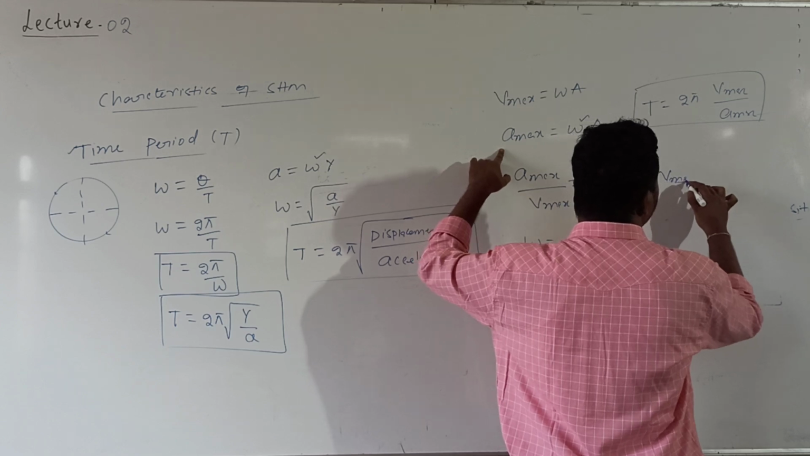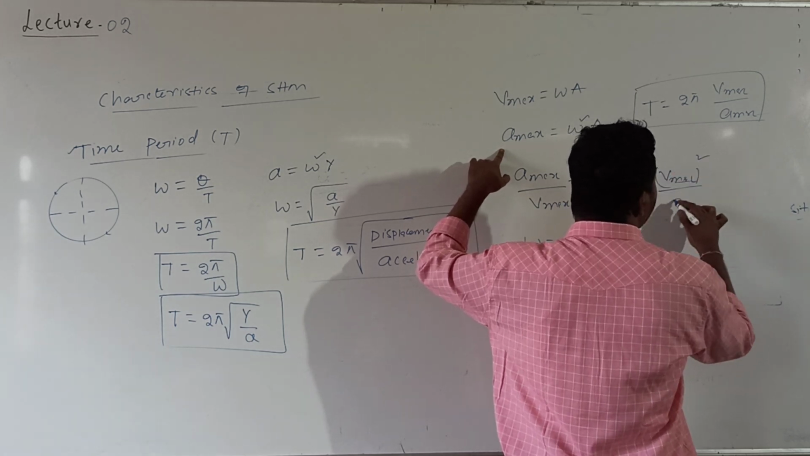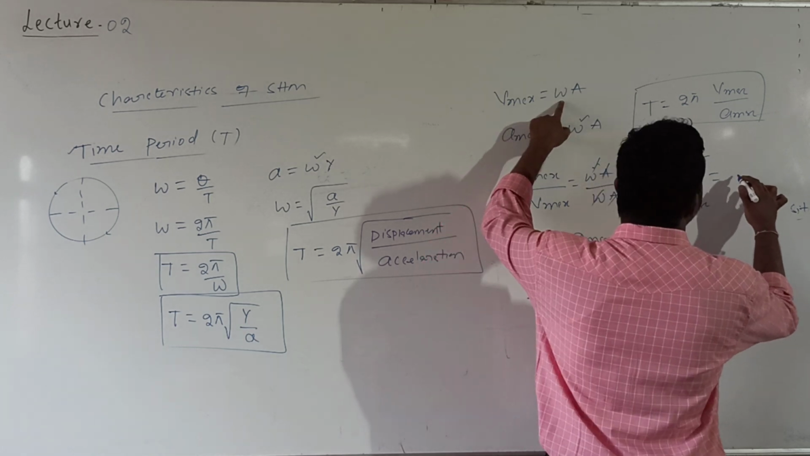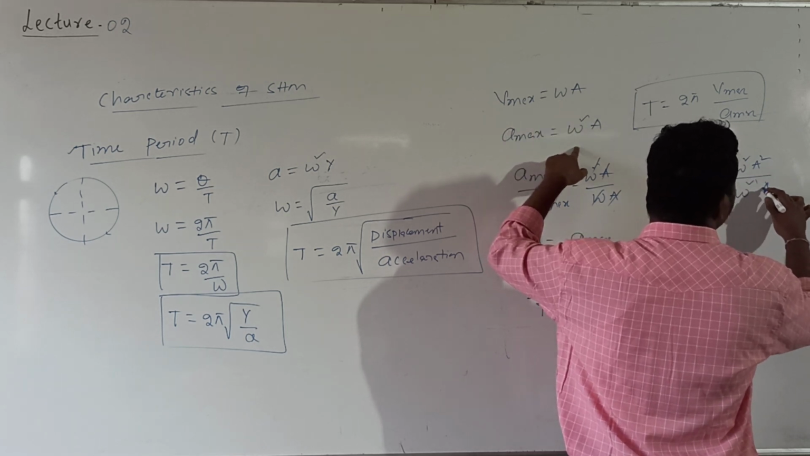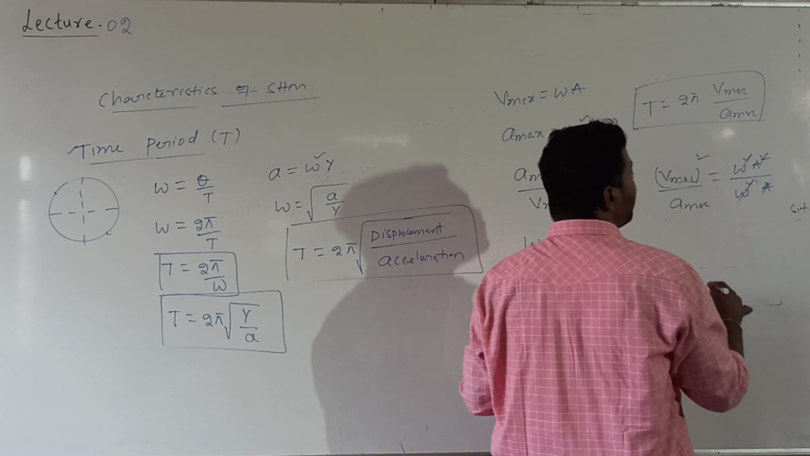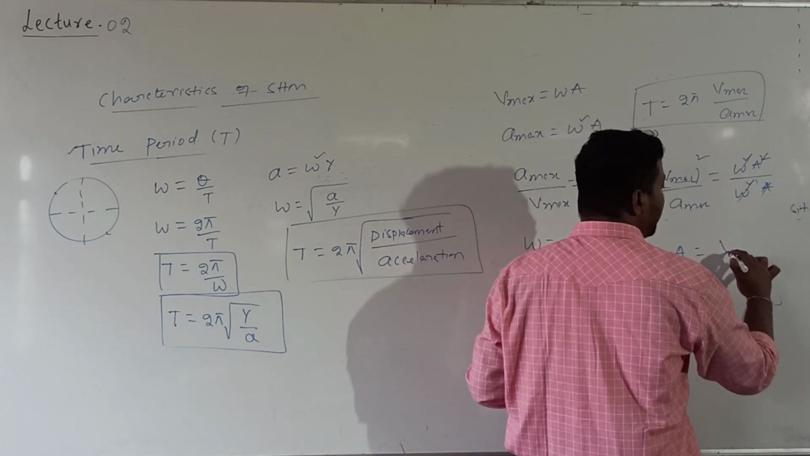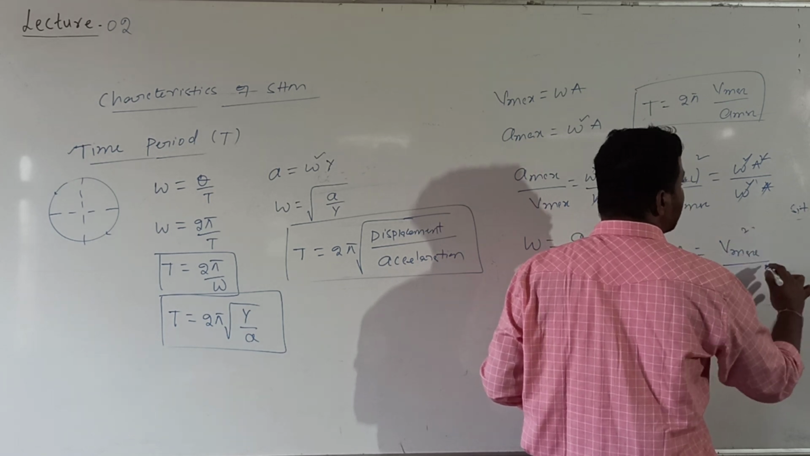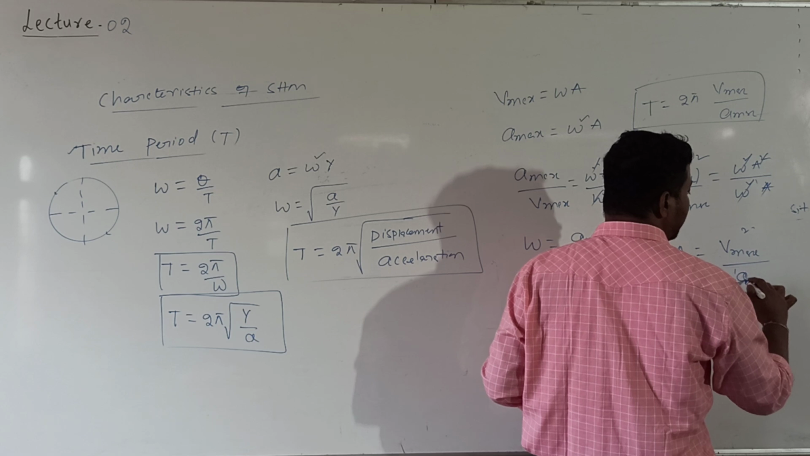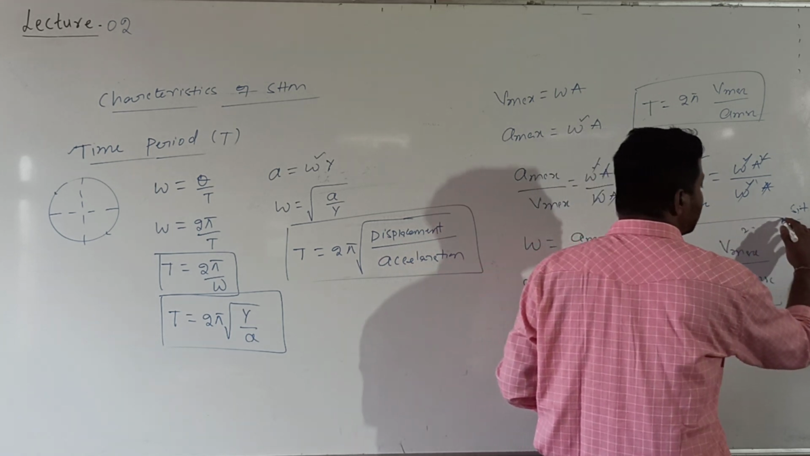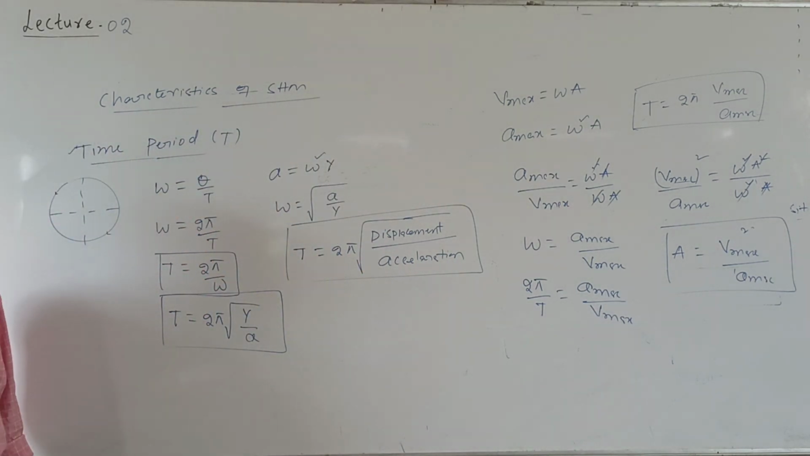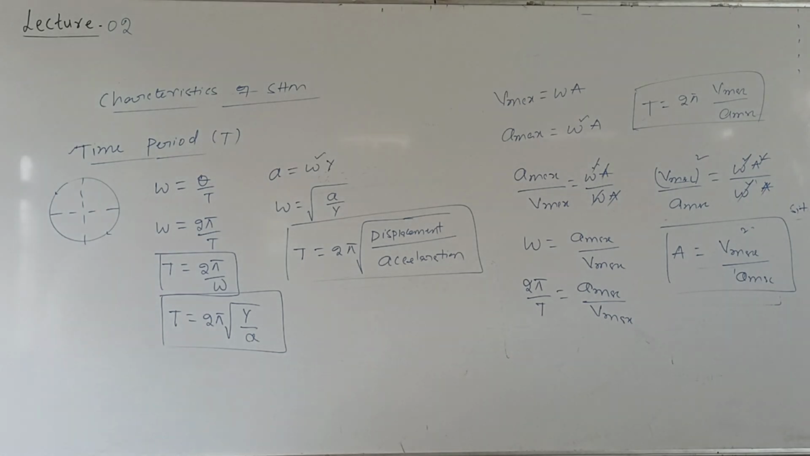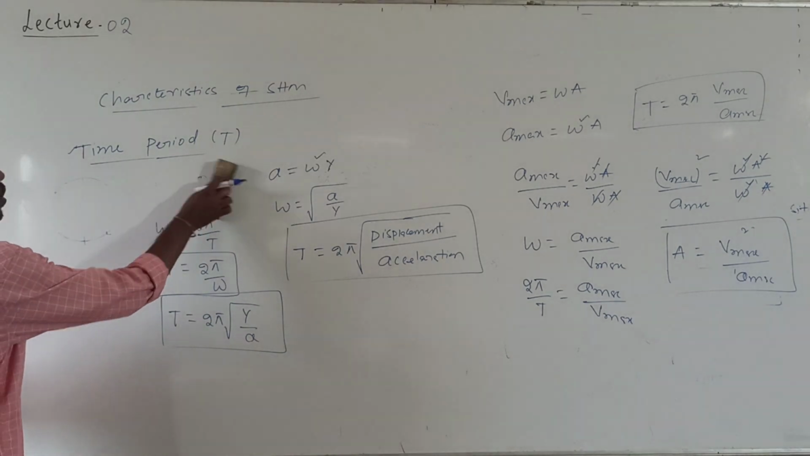One more important point. Let me calculate Vmax square by Amax. What is the Vmax square value? Omega square A square, divided by the Amax value, omega square A. Omega square cancels. So if I want to calculate the amplitude, Vmax square divided by Amax gives us the amplitude. Amplitude can be calculated by using that ratio. Okay? So this is for the time period of a particle executing simple harmonic motion.